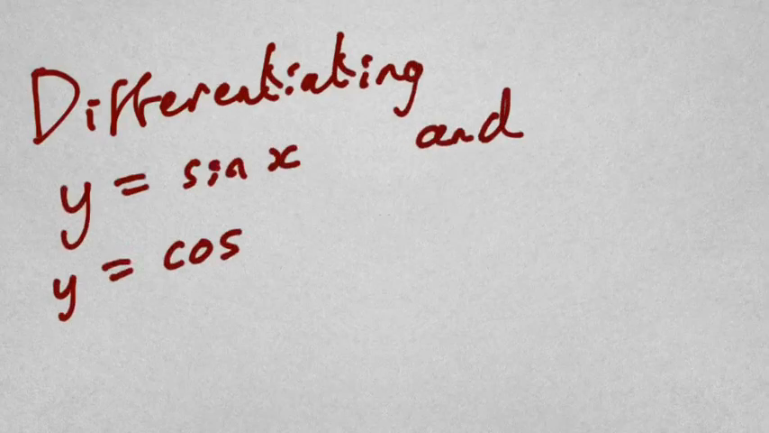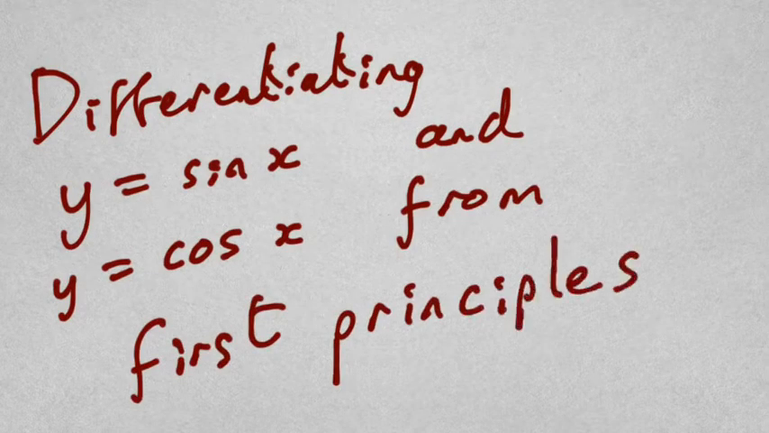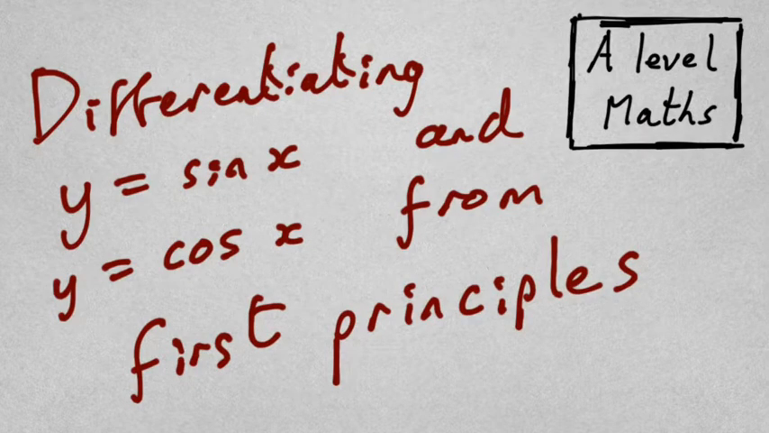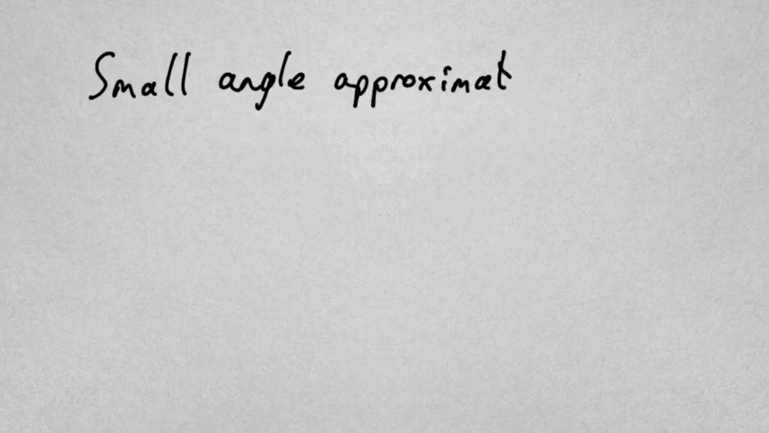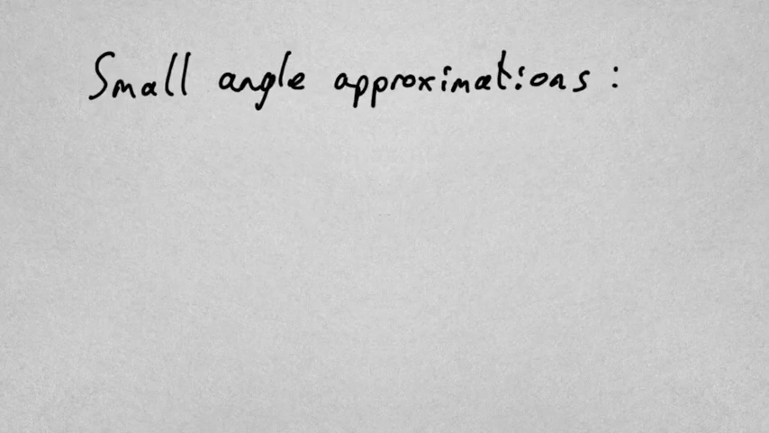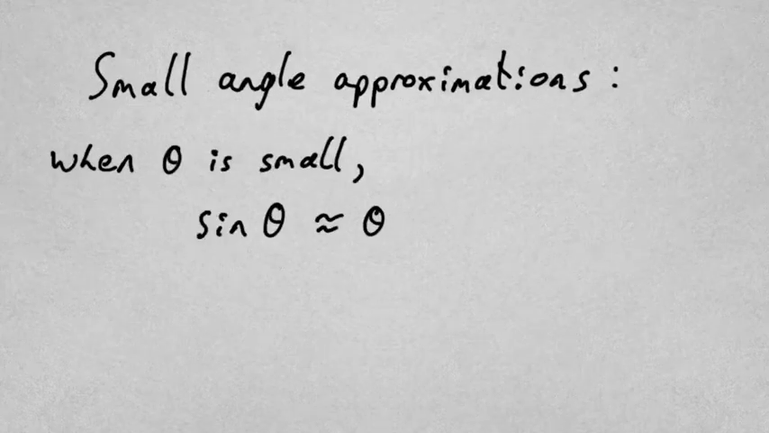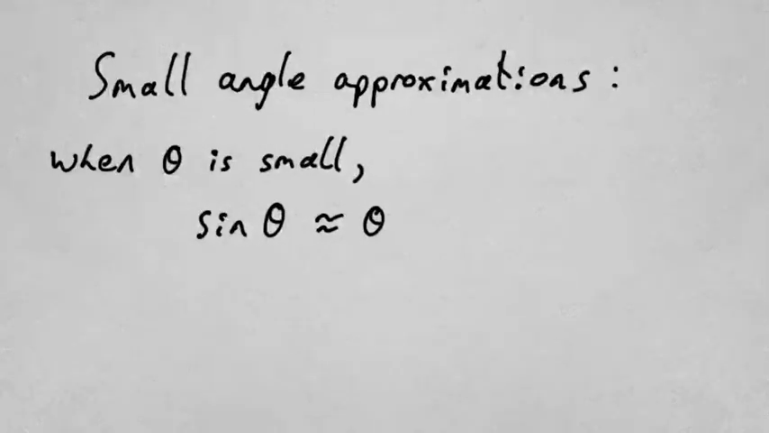Differentiating y equals sin x and y equals cos x from first principles. Now, in order to do this process, you need to know the small angle approximations for A level, which are these. When the angle is small, I'm going to use theta in these formulas.